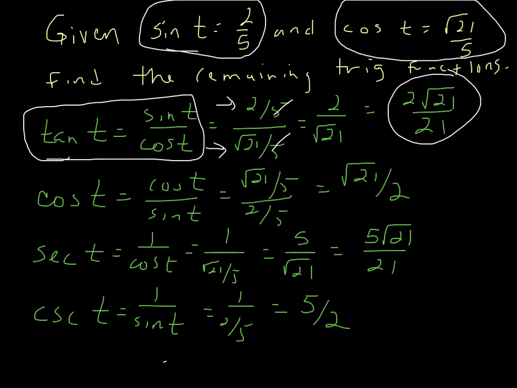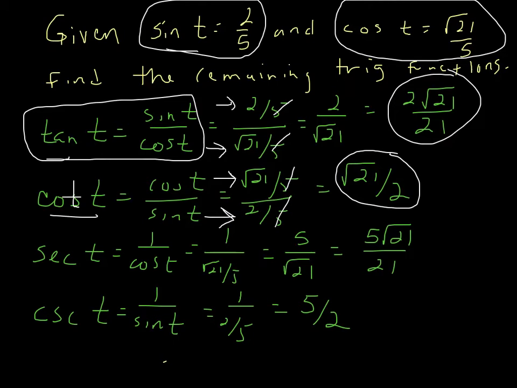The cotangent, I have cosine written there, that should be cotangent of t, is the reciprocal of tangent, so that's cosine divided by sine. So we plug in square root of 21 divided by 5 for cosine, 2/5 for sine. Again, the 5s would divide out when we multiply by the reciprocal, and we'd end up with the square root of 21 divided by 2 for our cotangent of t.